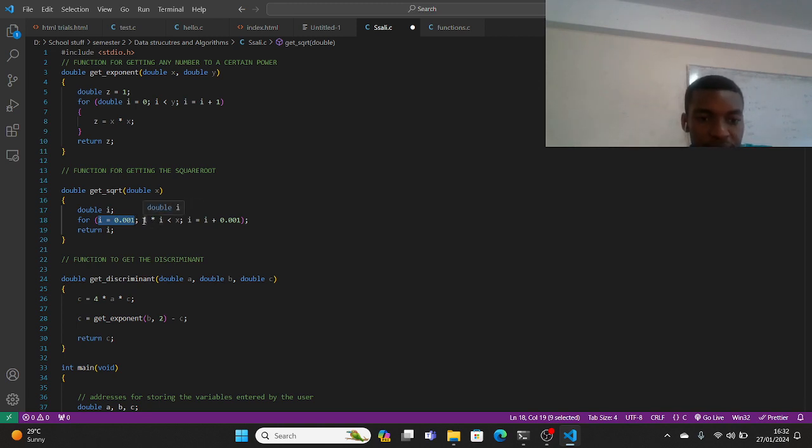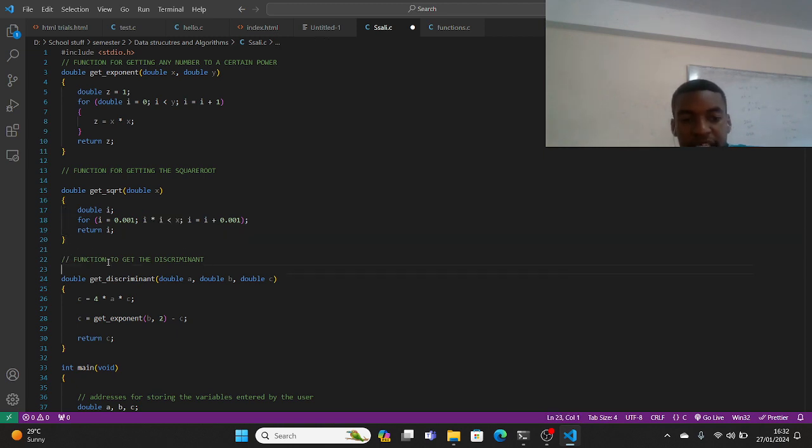So from here, this is the condition. For as long as i squared is less than x, just increment i by 0.001 and do that until i squared is not less than x. Because once it ceases to be less than x, that basically means i is the square root. So from there, return i. That is after i squared is no longer less than x.